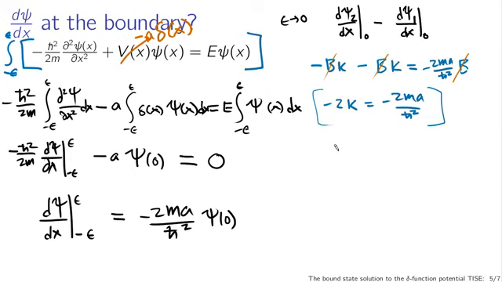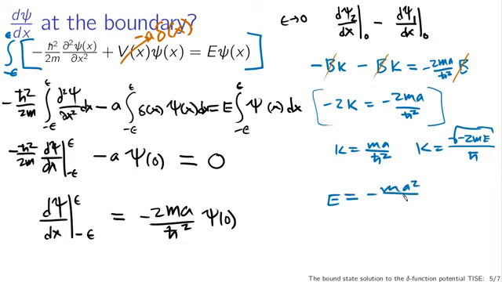If you manipulate this further, k equals ma over h bar squared, keeping in mind that k is equal to the square root of minus 2me, where e is a negative number, over h bar, you can solve for the energy. And what you get is that energy is equal to minus ma squared over 2 h bar squared.